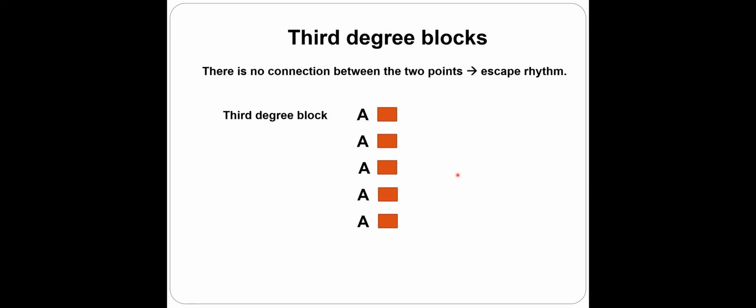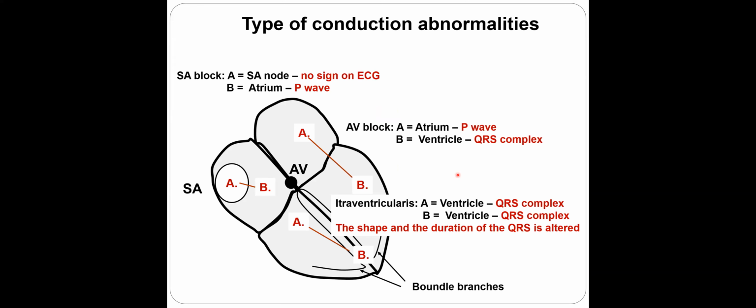A lower center is taking over and the patient will have an escape rhythm. Now, these kind of conduction abnormalities that I said can be anywhere: between the SA and the atrium, between the atrium and the ventricle, and intraventricular. Now, the easiest one to understand these different types of conduction abnormalities is the conduction in the AV junction.